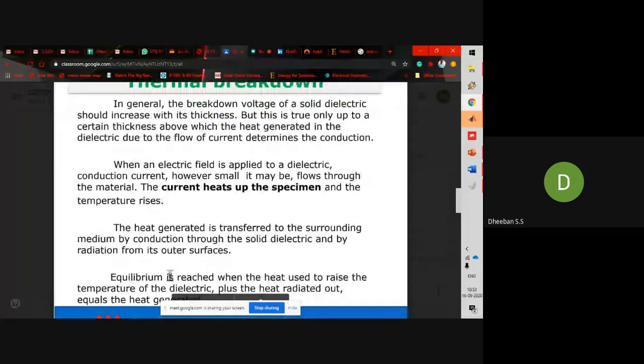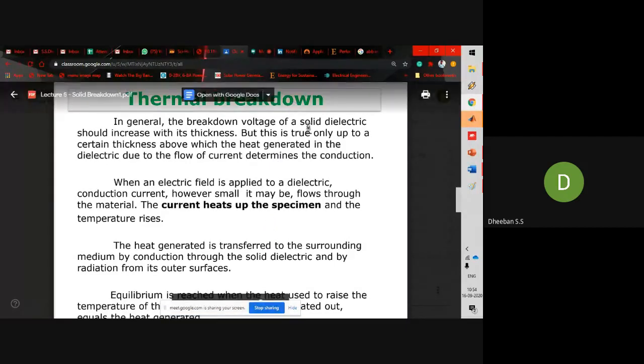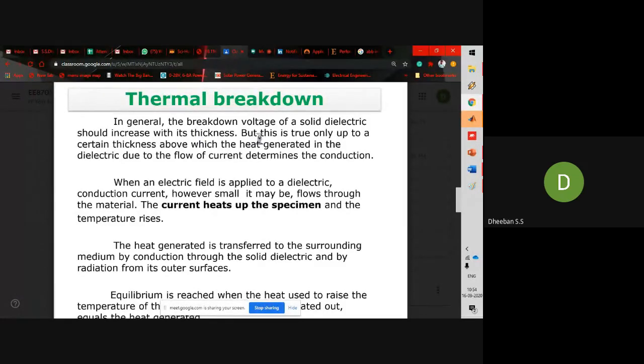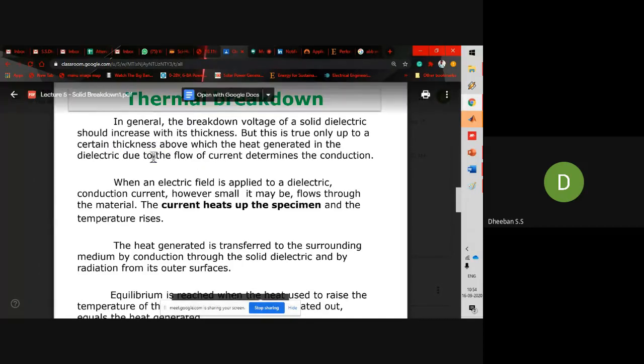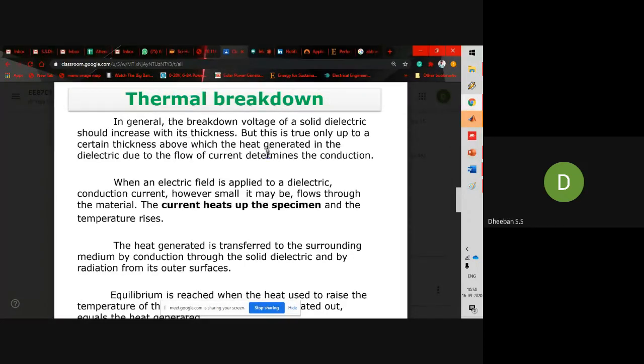So moving on to your thermal breakdown. The thermal breakdown you already know, as the name suggests, due to the excessive amount of heating over the solid medium, the breakdown will be initiated. So that's what they say. In general, the breakdown voltage of a solid dielectric should increase with its thickness. But this is true only up to certain thickness. So the breakdown voltage depends upon the thickness of your solid dielectric medium. So above this thickness, you can take a threshold value.